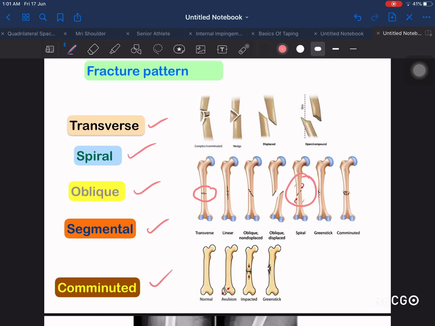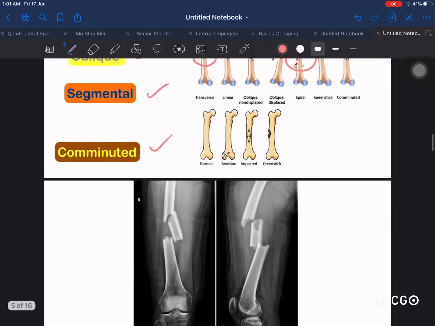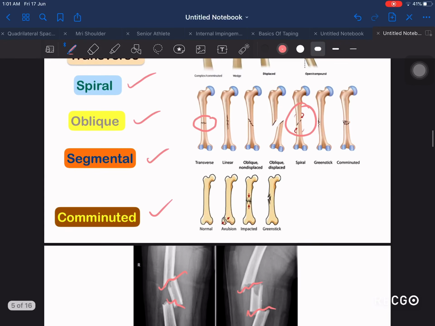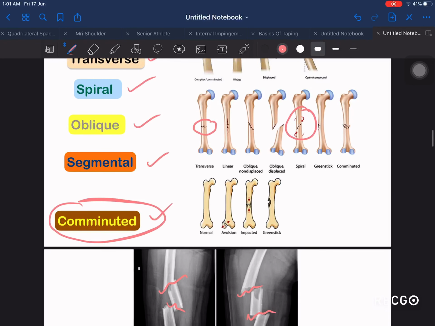The segmental one, when there is more than one fracture line, then it is a segmental fracture. And if you want to look at the comminuted one, look at this picture. When there are multiple fragments of the bone, then it is a comminuted fracture.